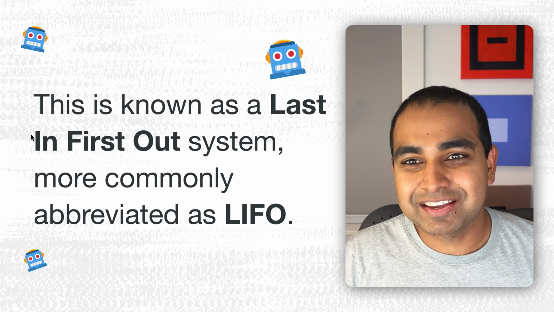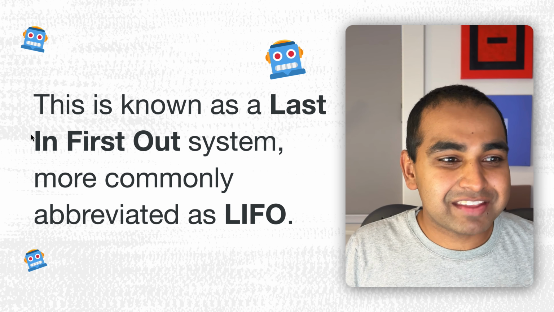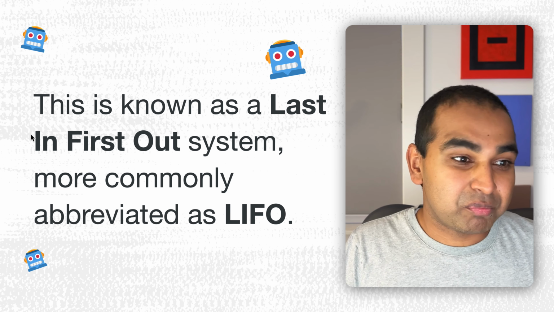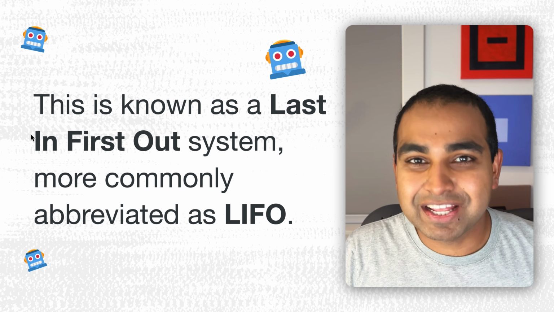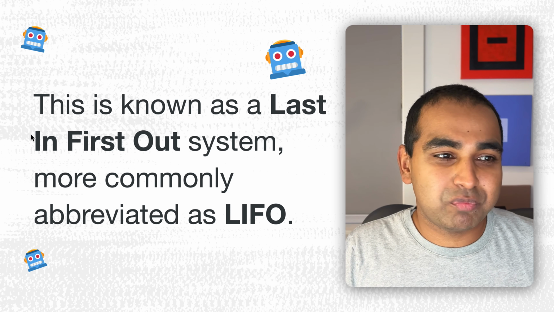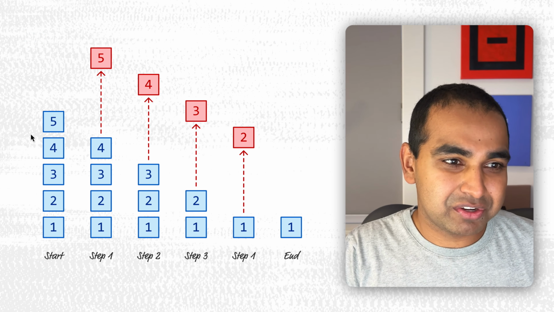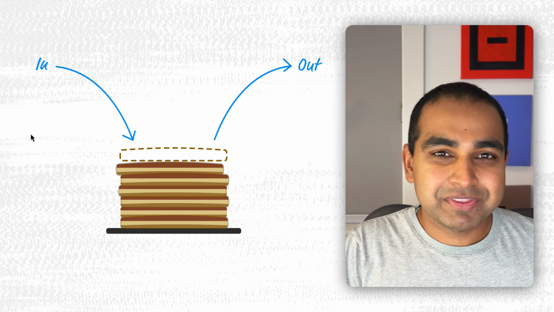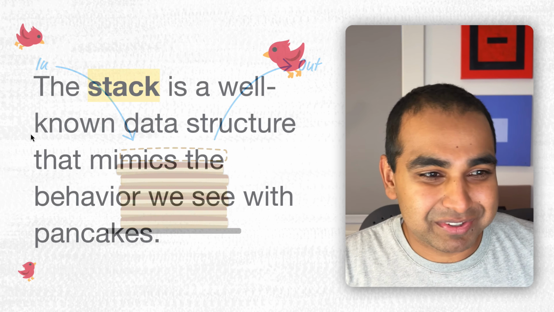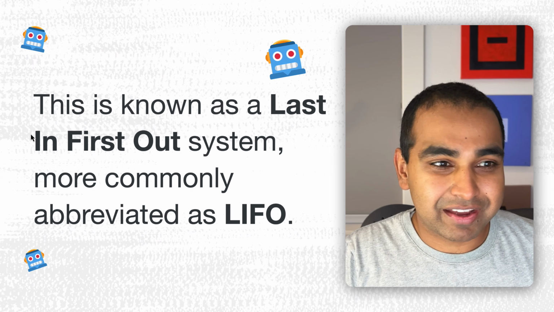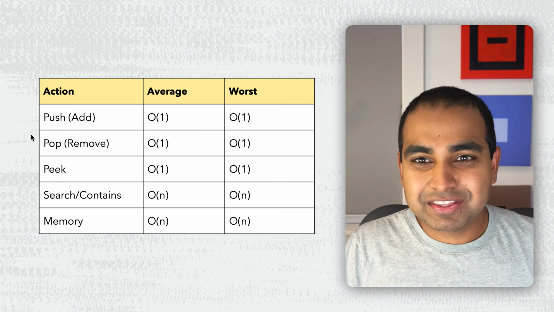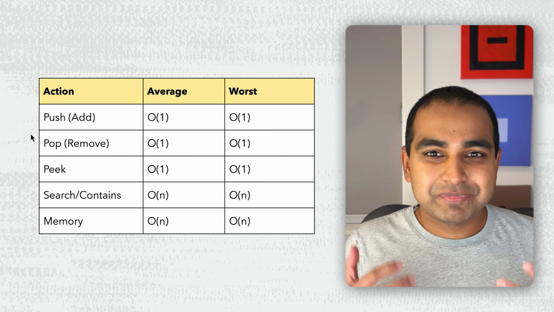There's a name for this kind of arrangement, and it's known as the last in, first out system, or more commonly abbreviated as LIFO, L-I-F-O. And you can see why it means that if you look at the visualization we have here, where, like in the pancakes, the last item in is the first item out, and that's typically the way a stack data structure works.